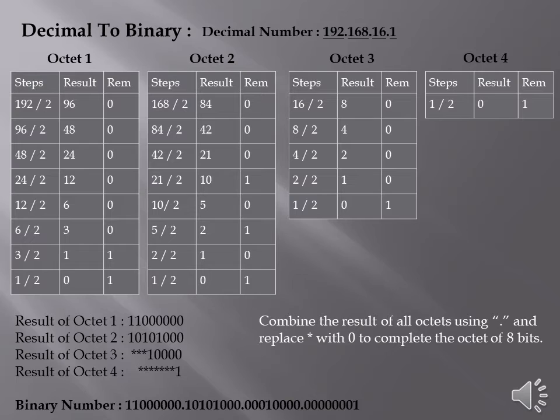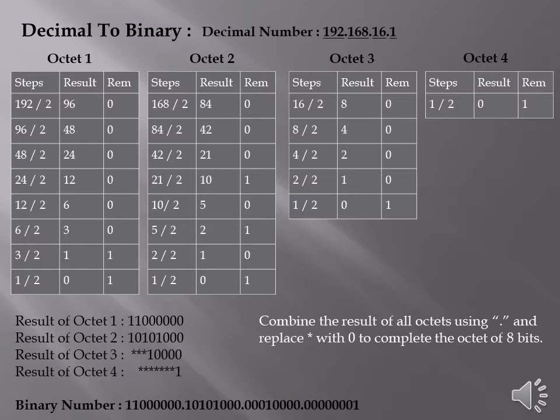Similarly, we'll process octet 2, that is 168. 168 divided by 2, result would be 84, 0 is the remainder. 84 by 2, result 42, remainder 0. 42 by 2, 21, remainder 0. 21 by 2 is not exactly dividing, so 10 would be the result and 1 would be remainder. 10 by 2, result would be 5, remainder 0. 5 by 2, 2, remainder would be 1 because it is not exactly dividing. 2 by 2, 1, 0. 1 by 2, 0, and remainder would be 1.